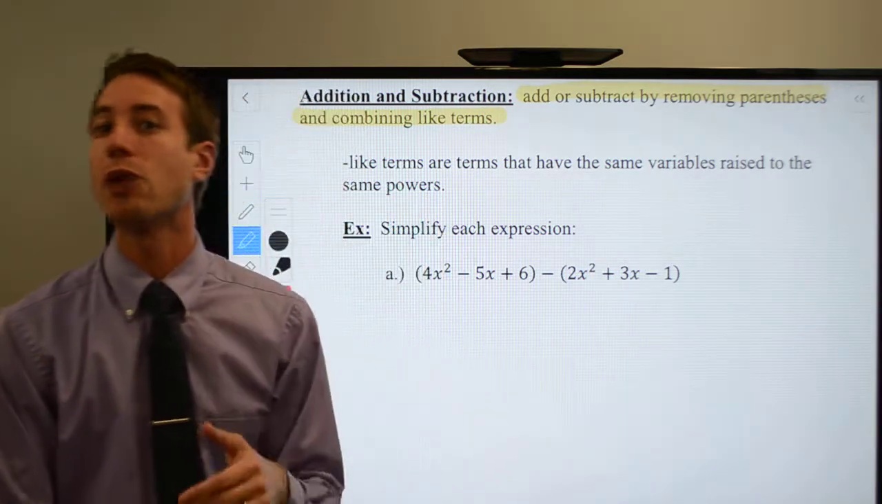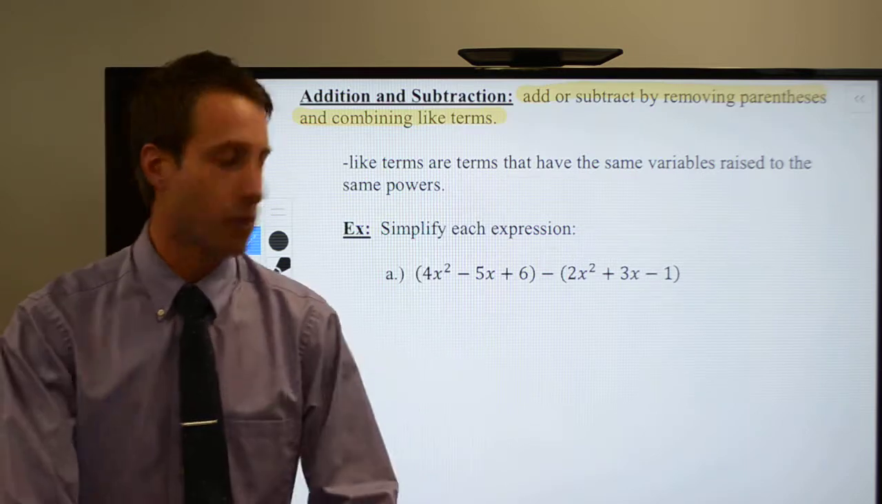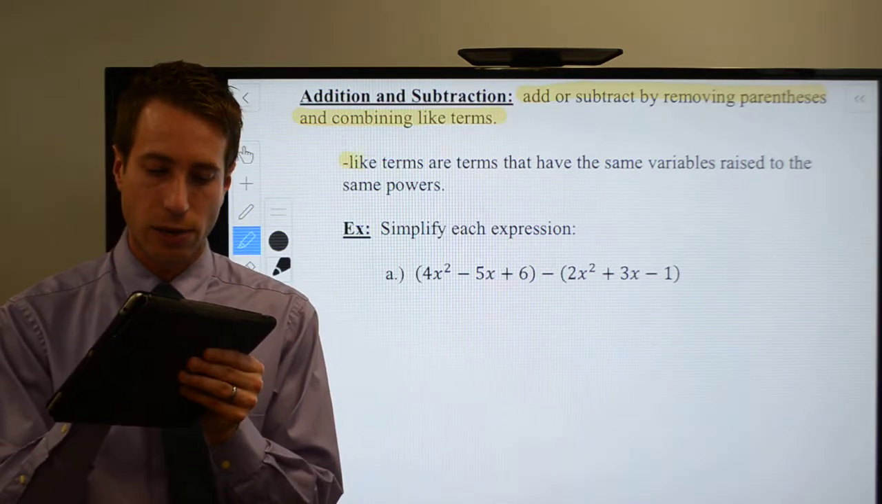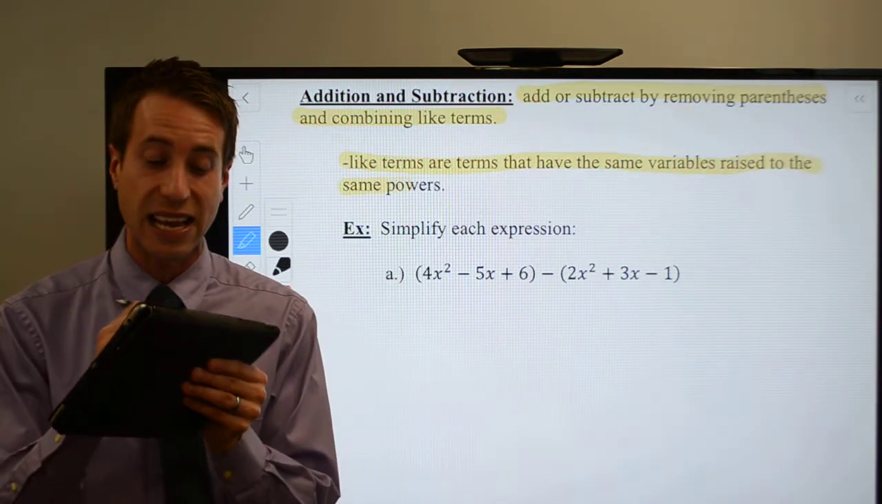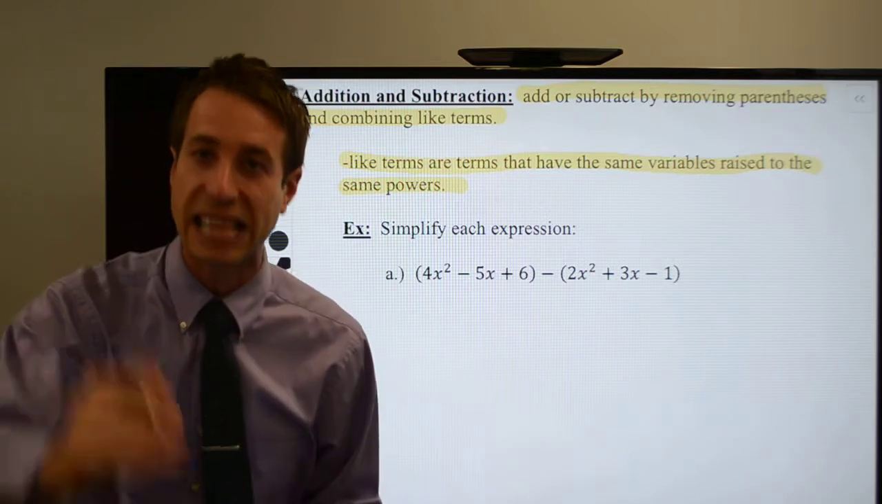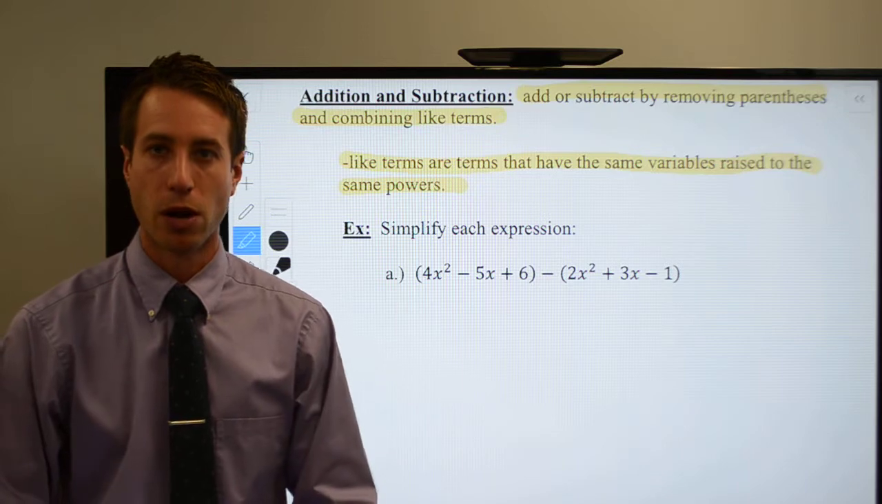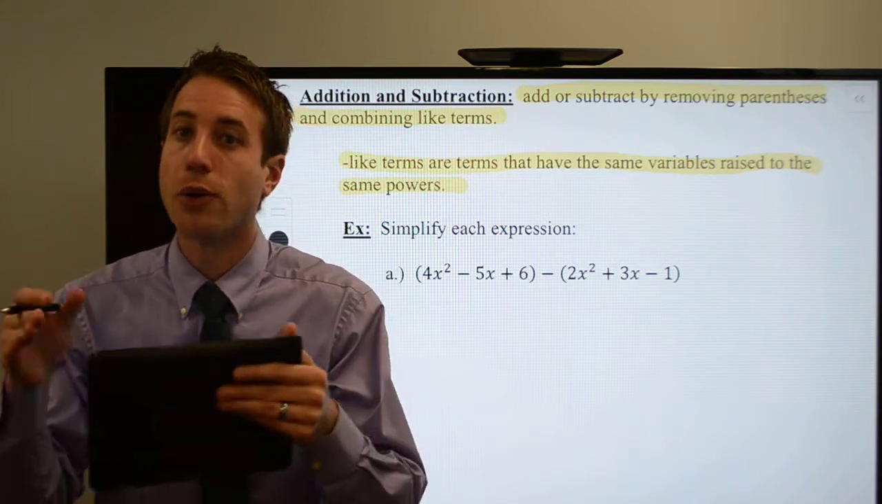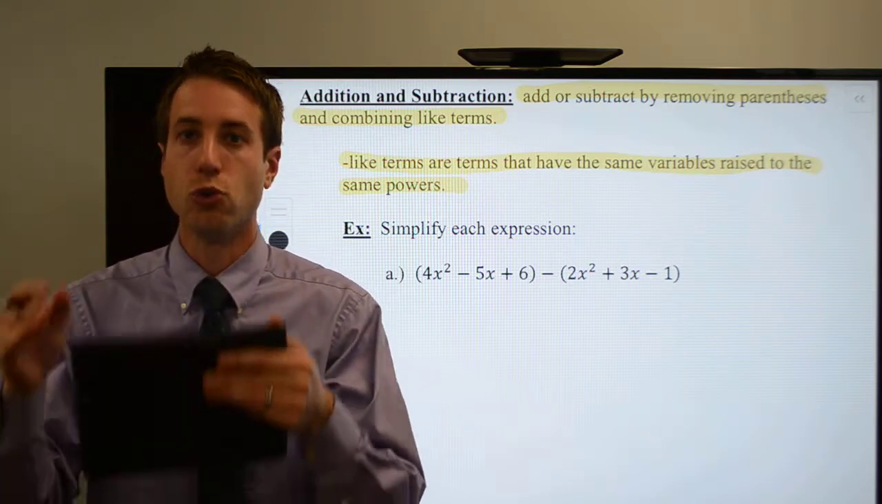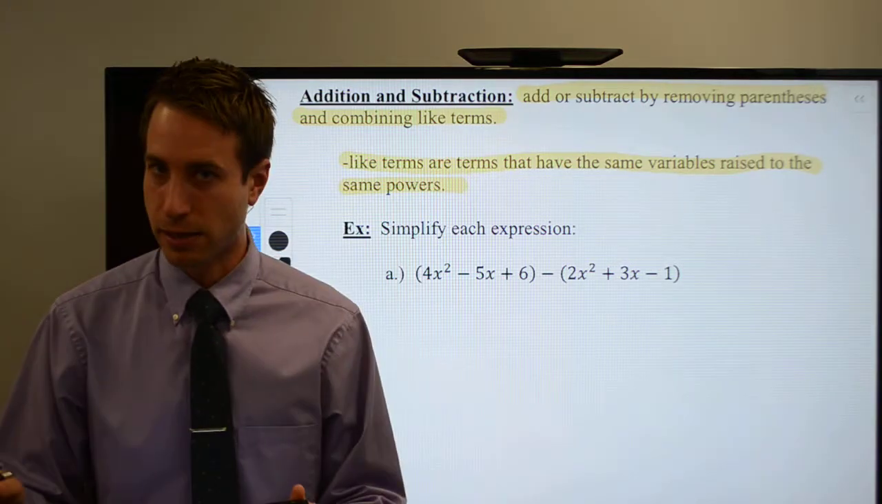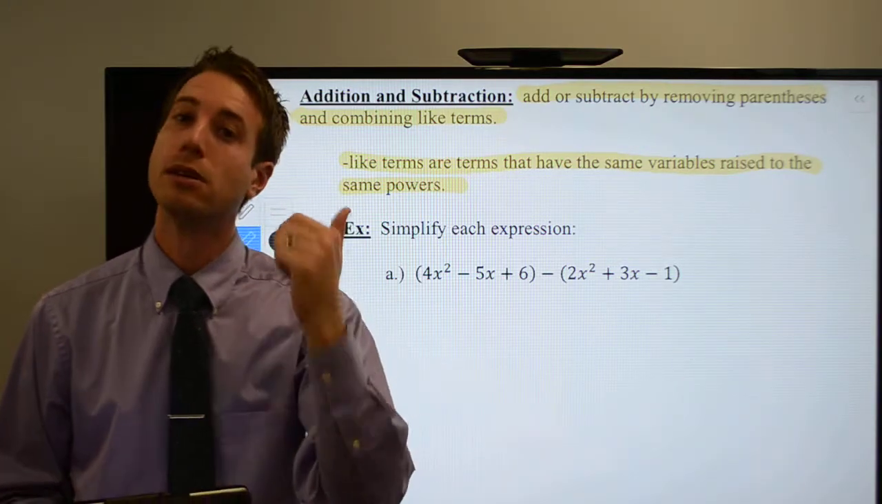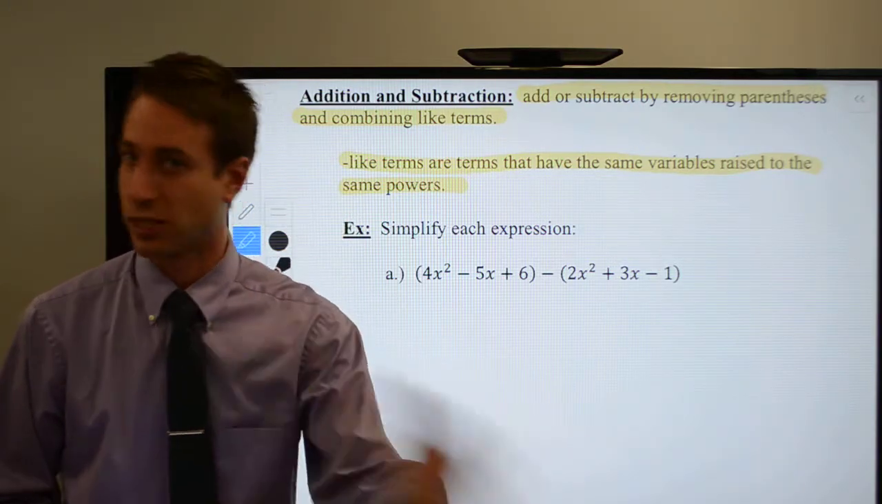And in case you've forgotten what like terms are, I just simply remind you right here. Like terms are going to be terms that have the same variables, must be the exact same variables, and those variables must be raised to the same power. The constants, the coefficients in front do not matter. Variables, powers that the variables are raised to. That's all we care about.